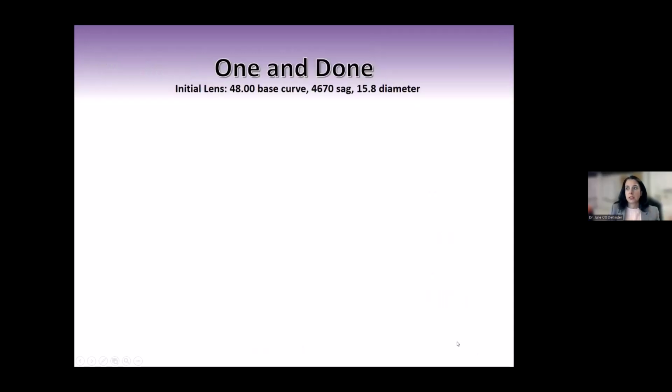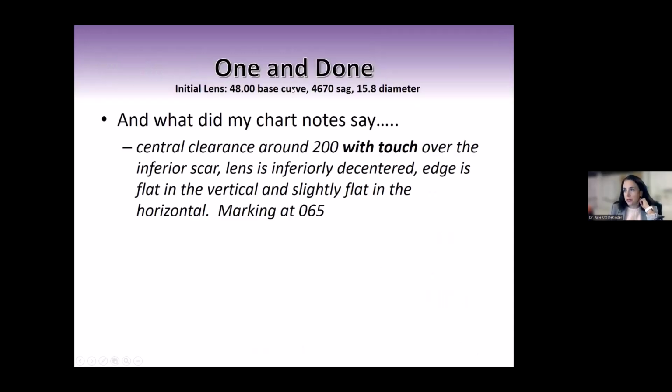Okay, so let's see what I said about it. So here's that lens. I put that lens on the eye. And what did my chart say? It said central clearance around 200. So that's 200 microns with touch. Oh no, I told you I didn't like touch. Oh, okay. So we have touch. That's okay. We're going to work through this.